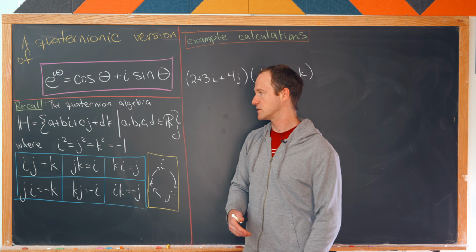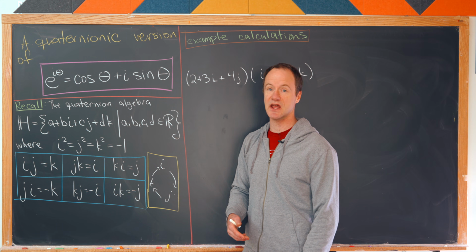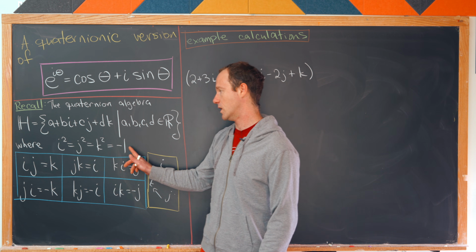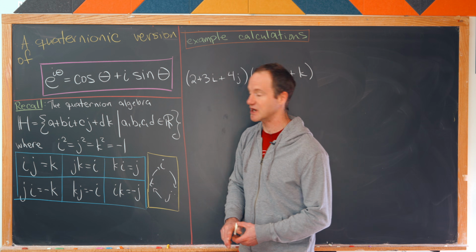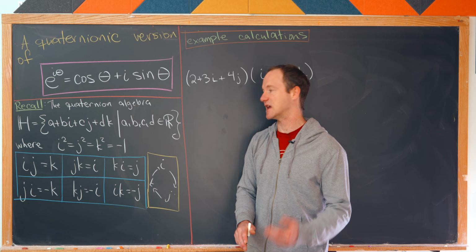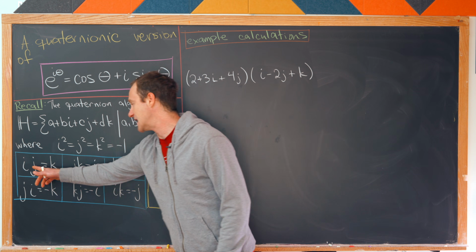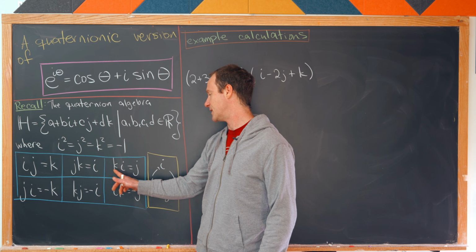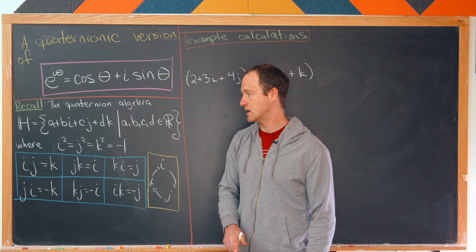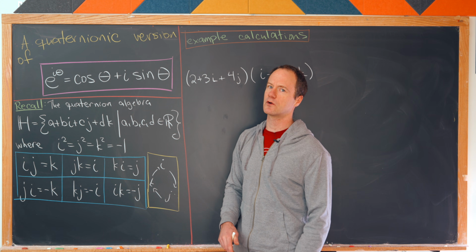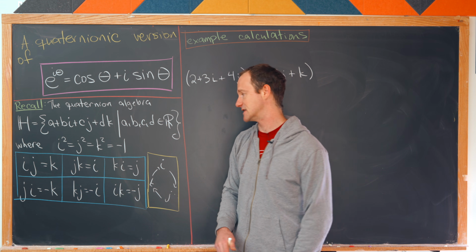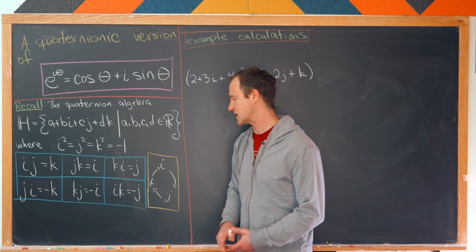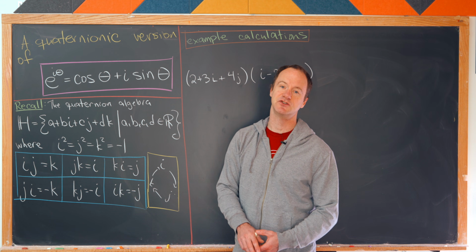And then we've got a multiplication rule for i, j, and k that goes like this. They each square to -1. So we have i squared is the same as j squared is the same thing as k squared, which is -1. And then i times j is k, j times k is i, and k times i is j. But then if you reverse the order of those multiplications, you pick up a minus sign. So j times i is -k, k times j is -i, and i times k is -j.